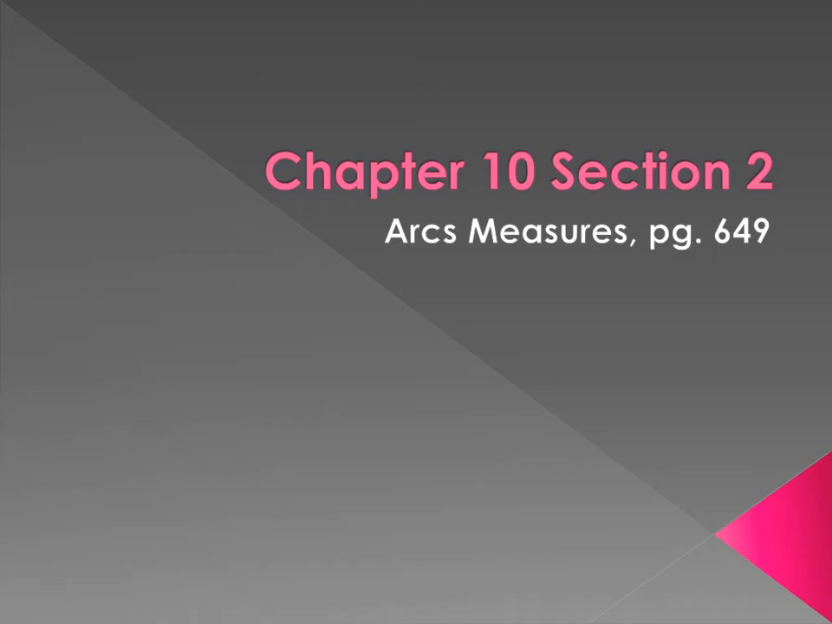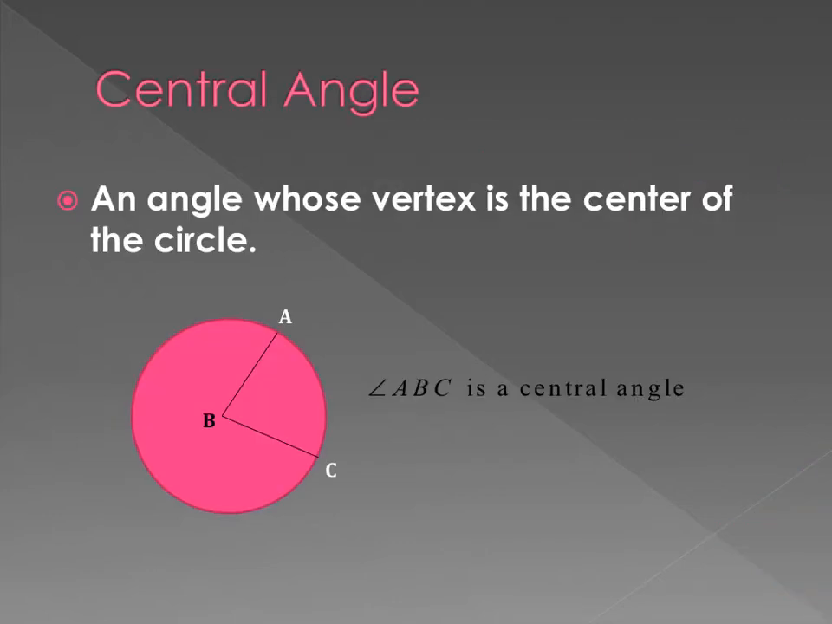So today we're going to cover section 2, and we're going to talk about arcs and their measures. So we're going to be finding arc measures. The first thing we need to do though is define what a central angle is. A central angle is an angle whose vertex is the center of the circle.